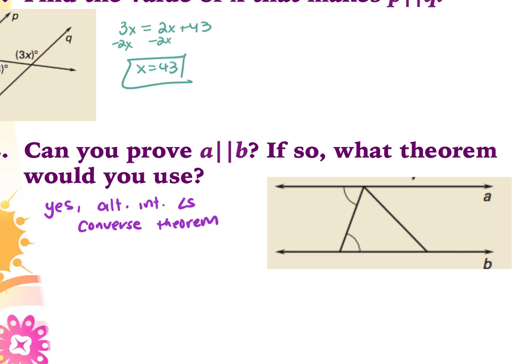Do you have a question? On the test, what if I just put alternate interior and not the converse? If you don't do the converse, you're going to lose points. So be careful. If the lines are parallel, so you're proving the angles are congruent, that's the initial one. But if you're using that the angles are congruent to prove they're parallel, it has to be the converse.